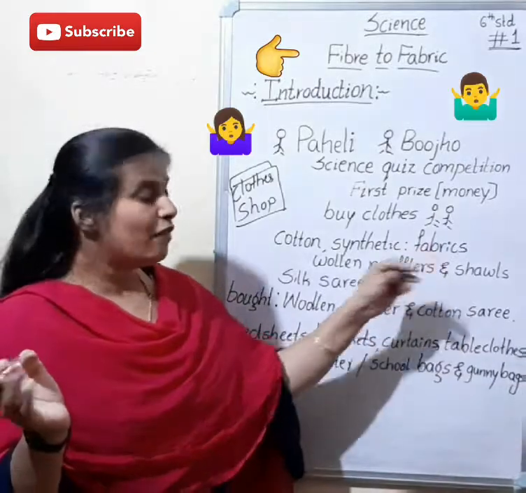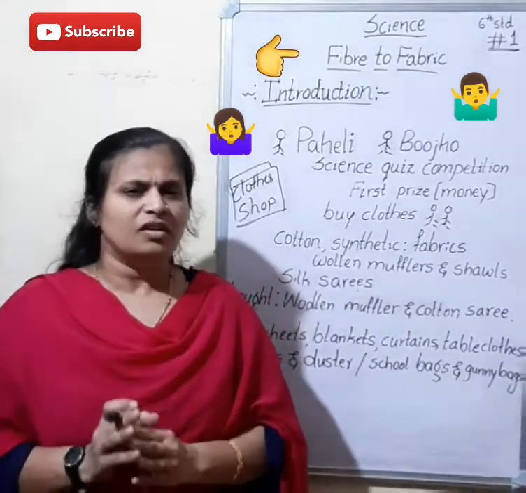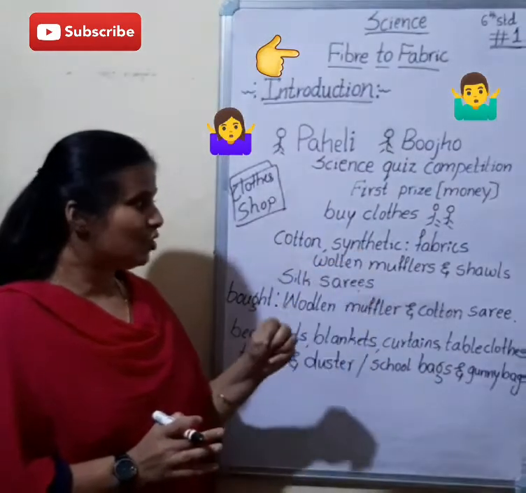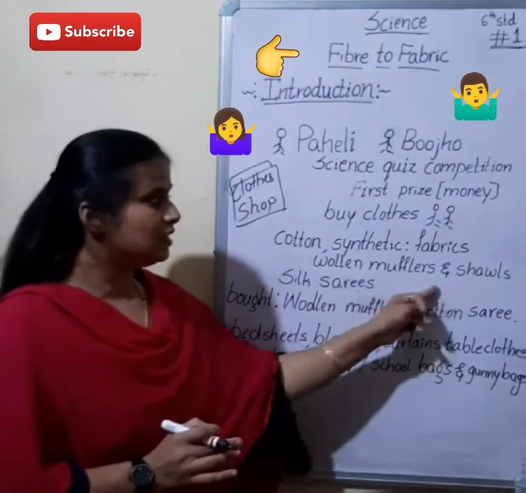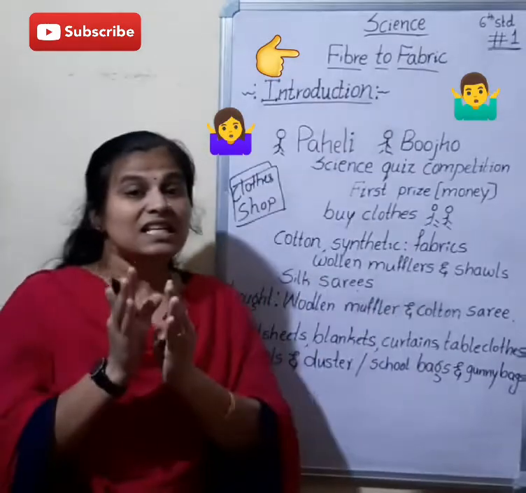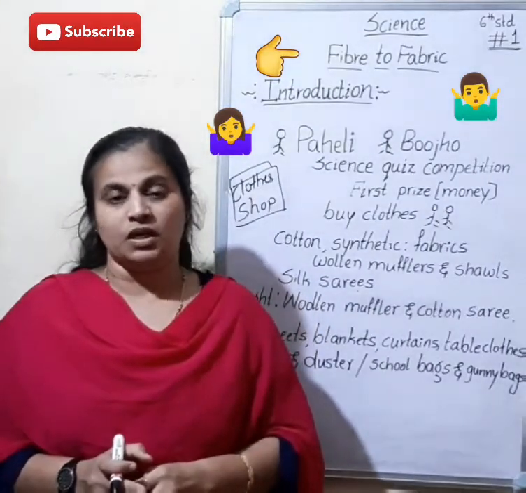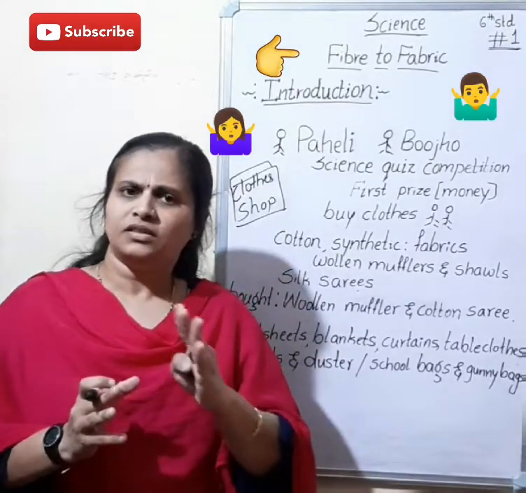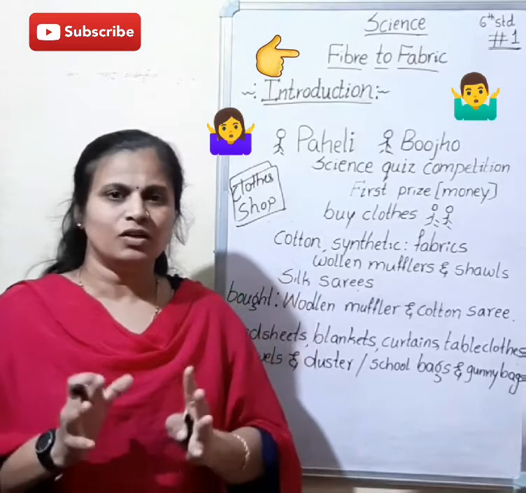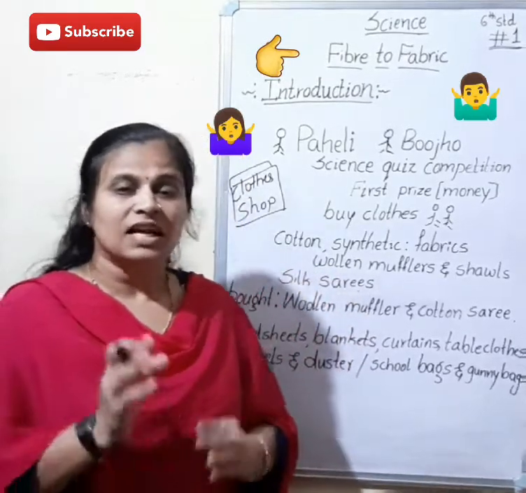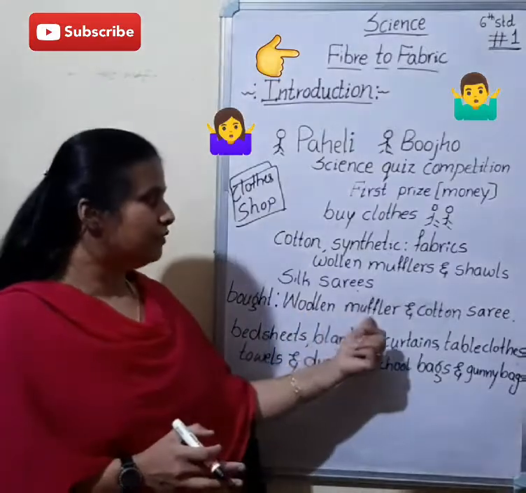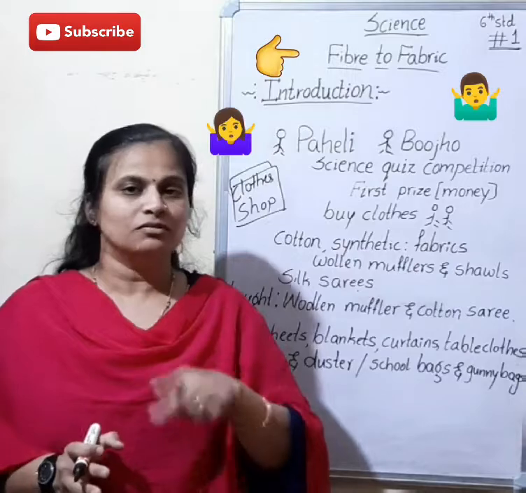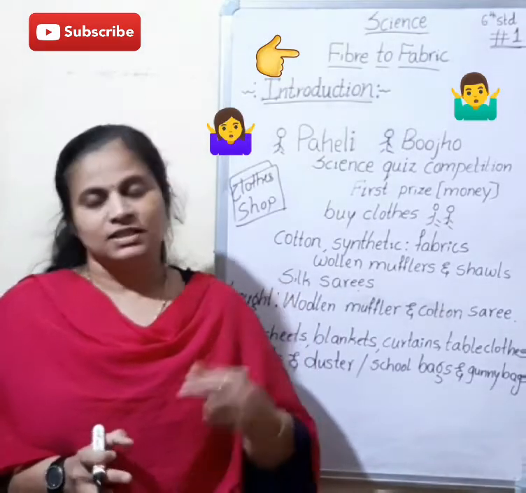Fabrics means clothes. They saw different types of clothes. They saw cotton clothes, synthetic clothes, woolen mufflers and shawls, as well as silk saris in that shop. After looking at all these, they got confused. What are these clothes made up of? They wanted to know. At last they bought a woolen muffler and a cotton sari for their parents.